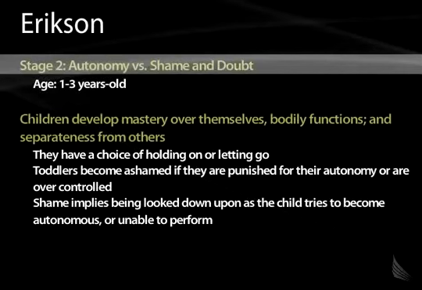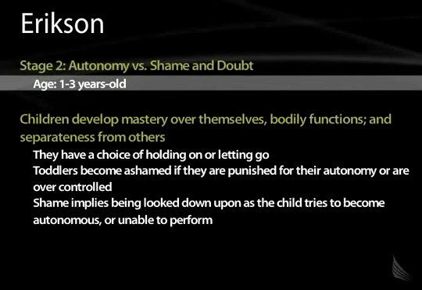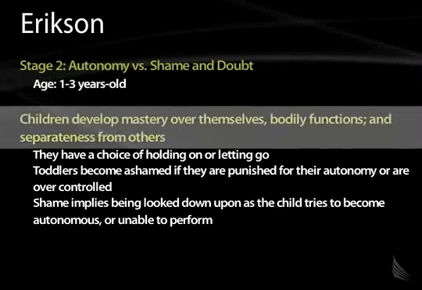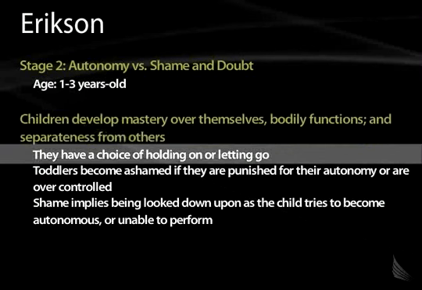The second stage is autonomy versus shame and doubt, and this covers the ages of 1 to 3 years old. During this time, if you look at the word autonomy, what does that mean? That means to do things on their own. Around the age of 1 is when kids really start learning how to walk, and they're learning to get away from their mother and father. They're increasing their motor skills. They have a choice of holding on or letting go.